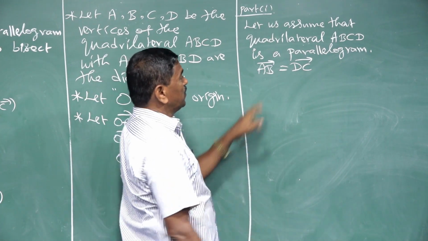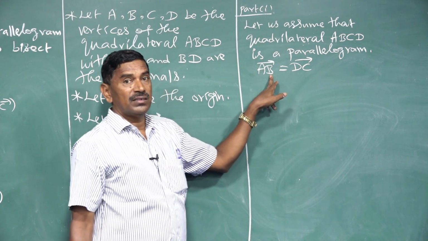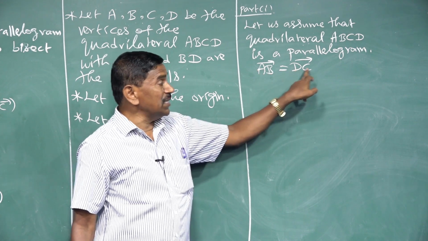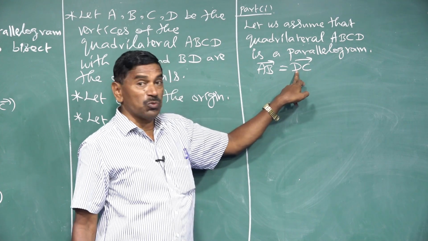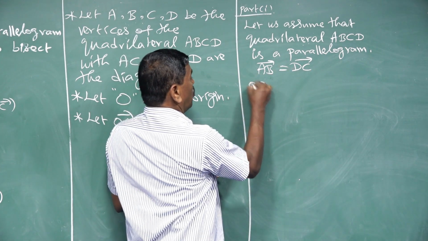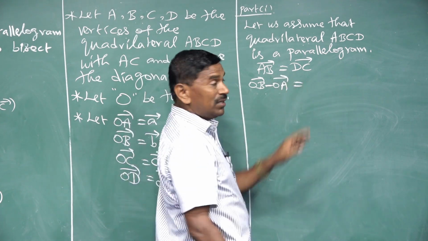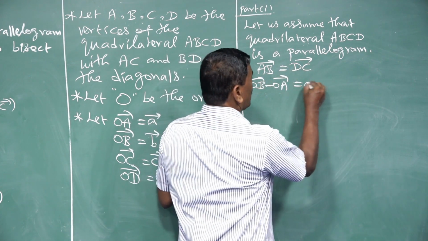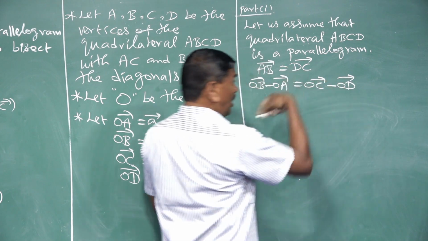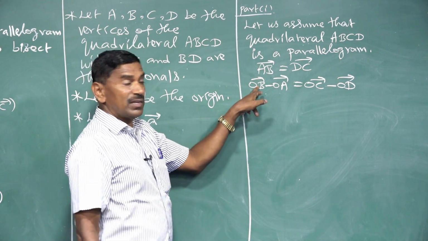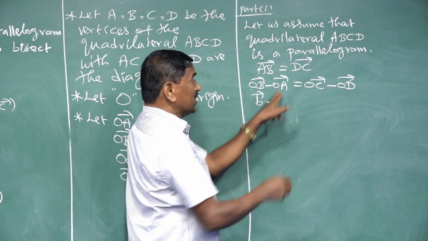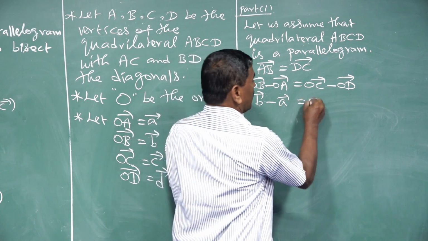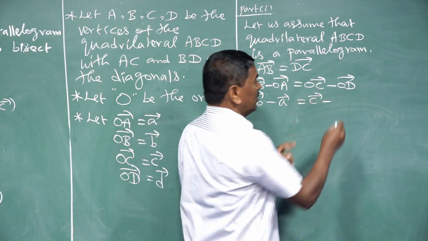Okay. Next step. What is AB vector? How to rewrite AB vector? Yes, very good. Second minus first. AB vector equals OB vector minus OA vector. DC vector equals OC vector minus OD vector. So AB vector is equal to OB vector minus OA vector, which is equal to DC vector, equal to OC vector minus OD vector. Now, what is OB vector? Yes, B vector minus A vector is equal to C vector minus D vector.